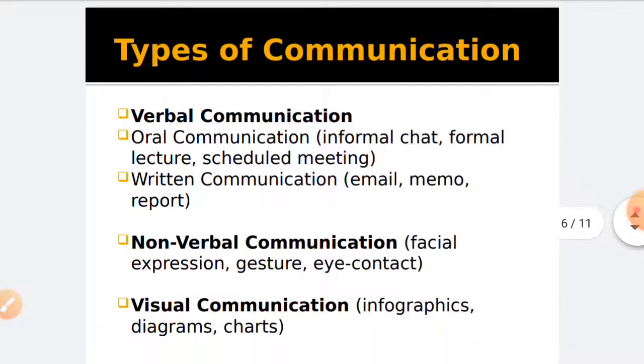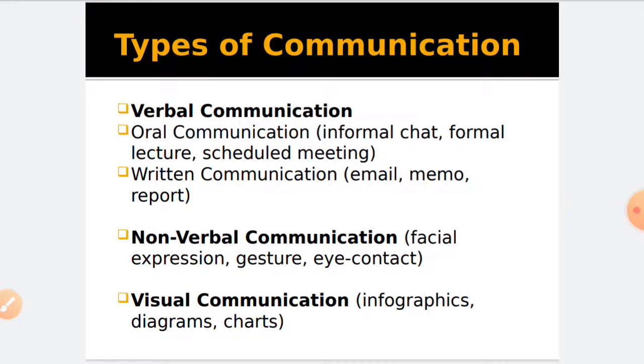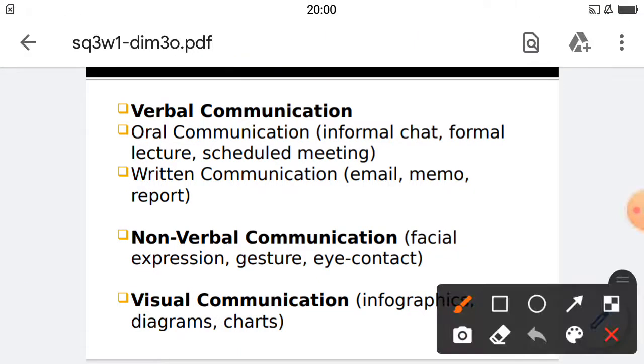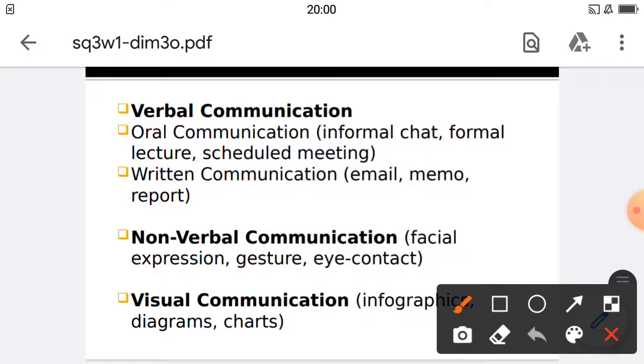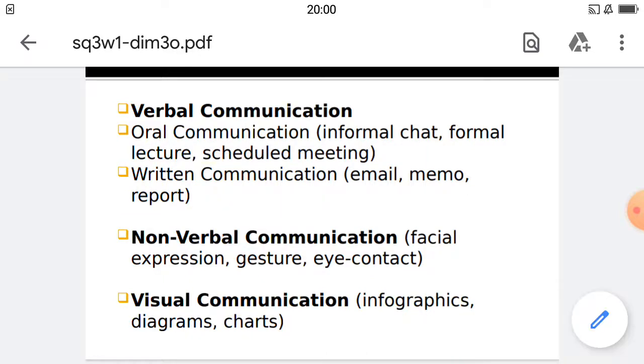The next aspect of communication that I would like to discuss is what are the different types of communication. As far as the different types of communication are broadly concerned, it can be divided into verbal communication, non-verbal communication, and visual communication, where verbal communication can be further subdivided into oral communication and written communication. So firstly, verbal communication.